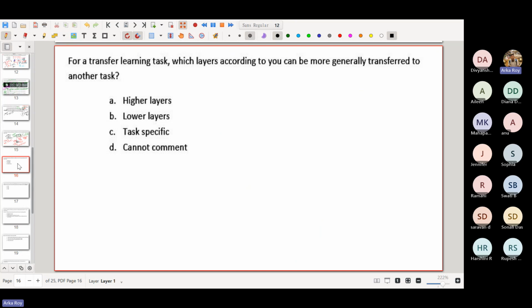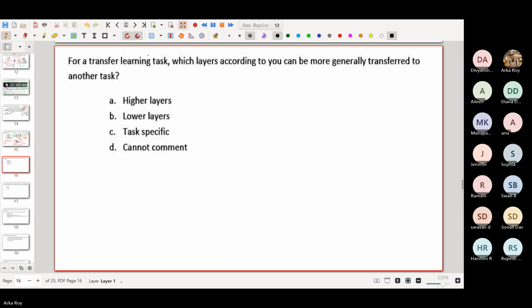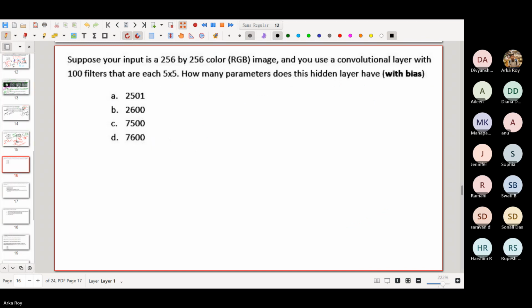Okay, probably I have copied this one 2 times. So I can delete this. Yep.